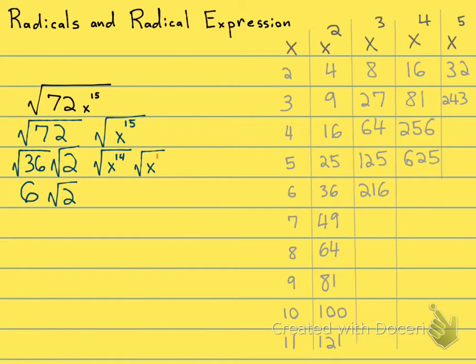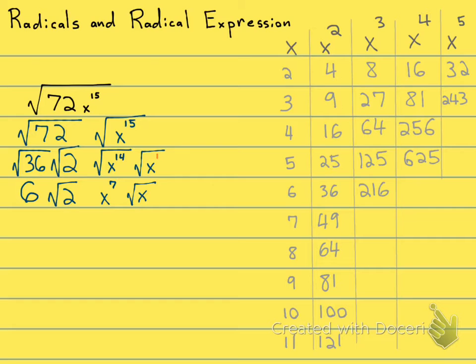Now I do know the square root of x to the 14th. How many sets of 2 are in here? The answer is 7. So the square root of x to the 14th is x to the 7th, and I get to take that out of the radical. And what about this x right here? Well, I can't take it out. It's still stuck under the radical.